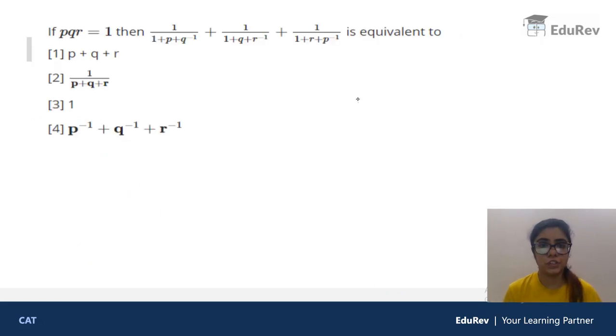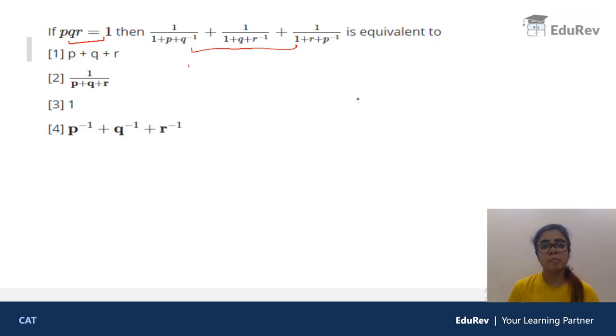Now let's look at the next question. What does it say? If PQR is 1, then what is the value of this expression? They have given us 4 options and we have to identify the right value. This is one of the recent CAT questions.